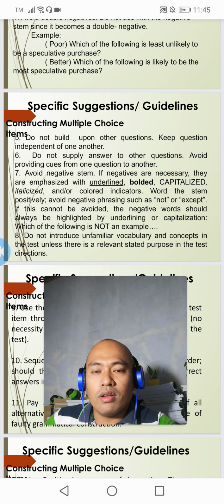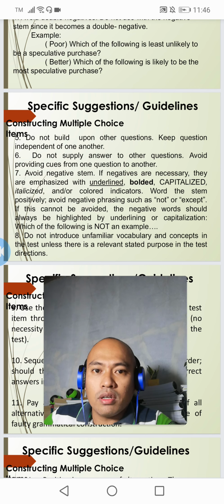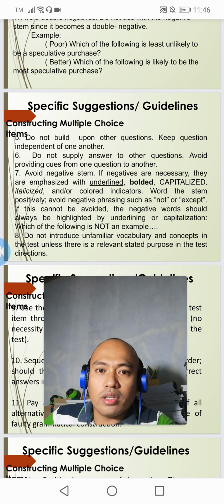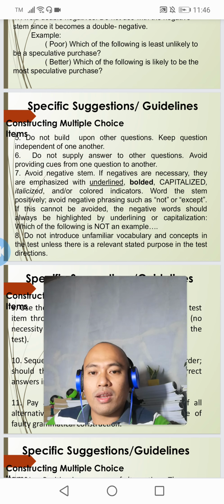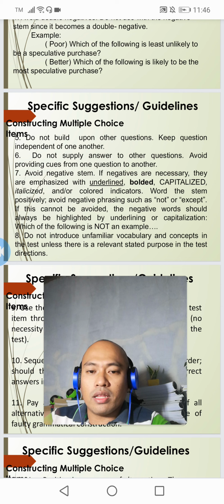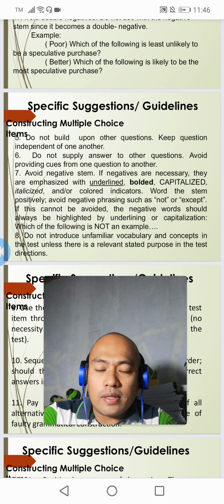For the seventh, as I was saying a while back, avoid negative stems. If negatives are necessary, they should be emphasized with underlined, bolded, capitalized, italicized, and or colored indicators. Okay? So this should be considered when we cannot avoid presenting a negative statement. Do not introduce unfamiliar vocabulary and concepts in the test unless there is a relevant stated purpose in the test direction.